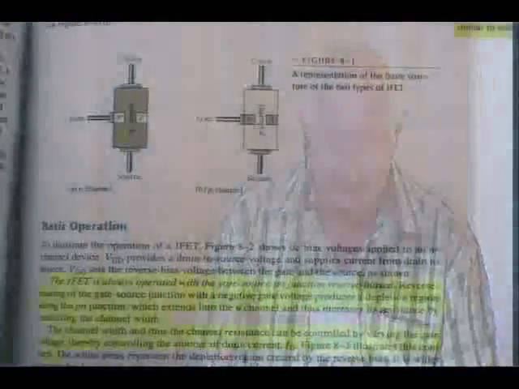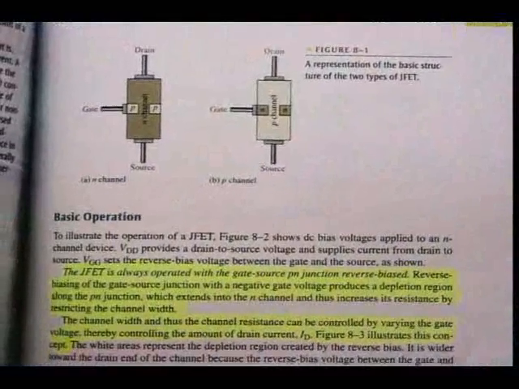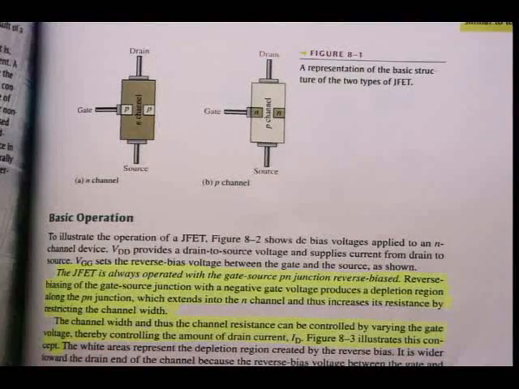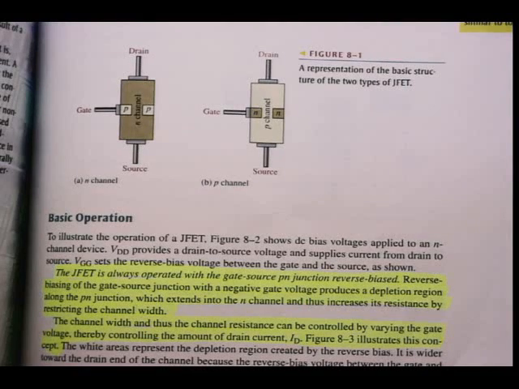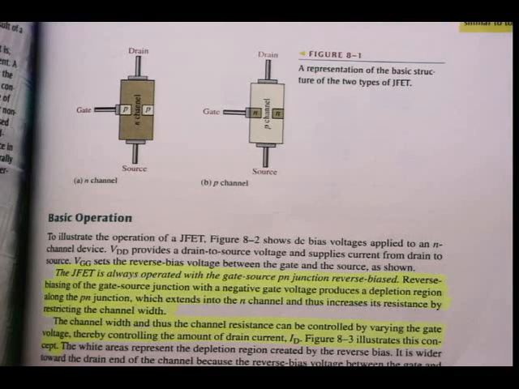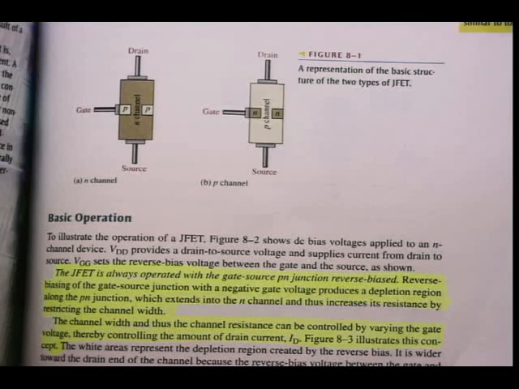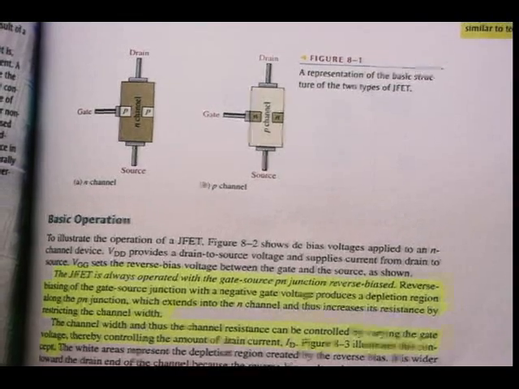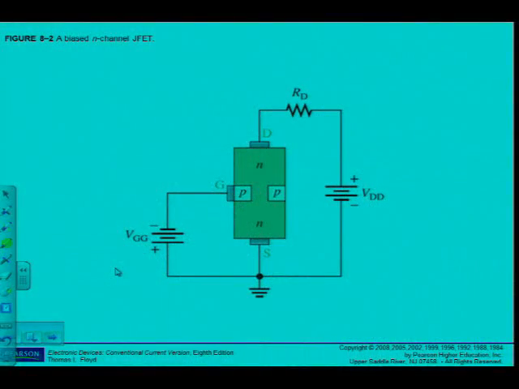Basic operation. Just below figure 8.1, you can underline this, as this is very important. The JFET is always operated with a gate source PN junction reverse biased. Reverse biasing the gate source junction with a negative gate voltage produces a depletion region along the PN junction, which extends into the N channel and thus increases its resistance by restricting the channel width. Let's have a look quickly how that works. There is a biased figure 8.2.